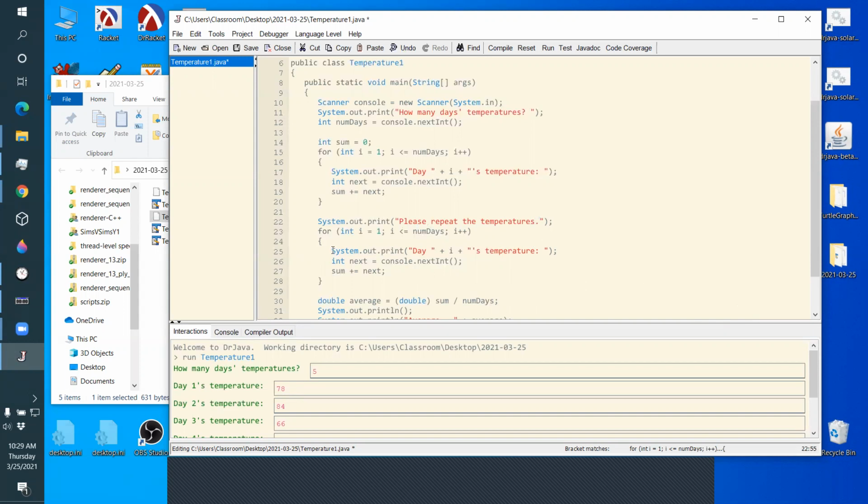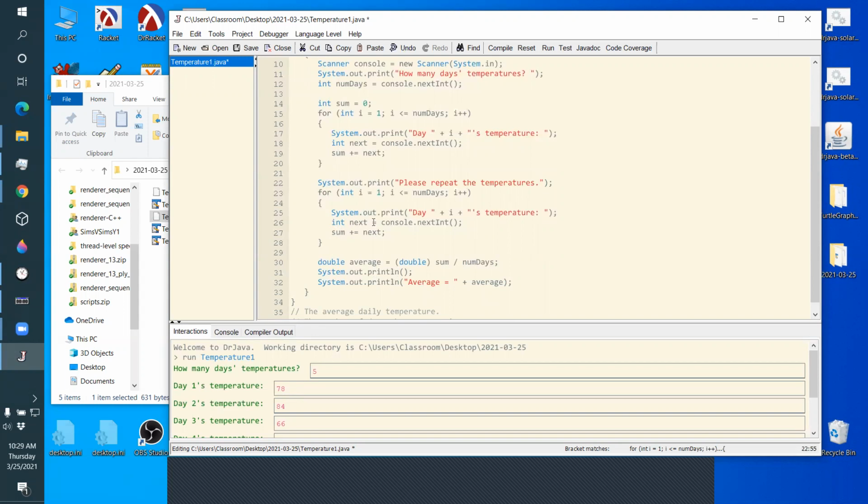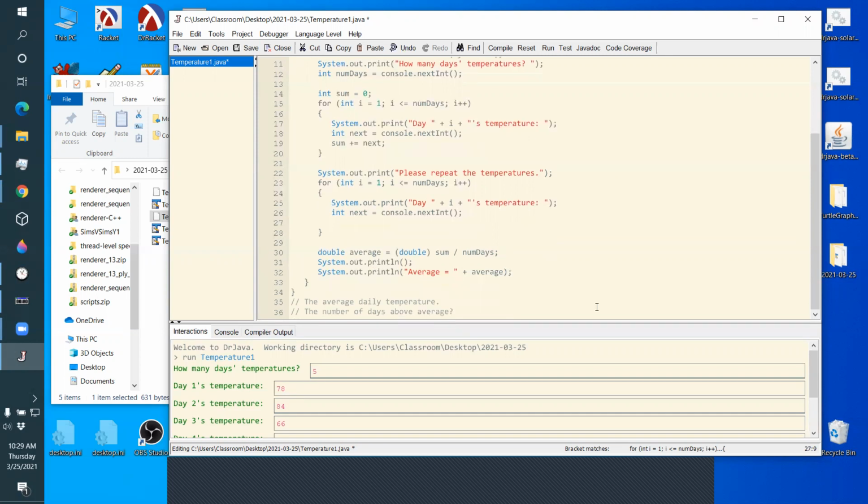But now I'll change what I'm going to do with them. So I asked them to repeat the numbers. The same numbers, this isn't going to change. So I ask for day 1. I read that number. Now I do something different with it. What do I do with it now? I'm going through the numbers the second time. They give me this number the second time. What do I do with it?